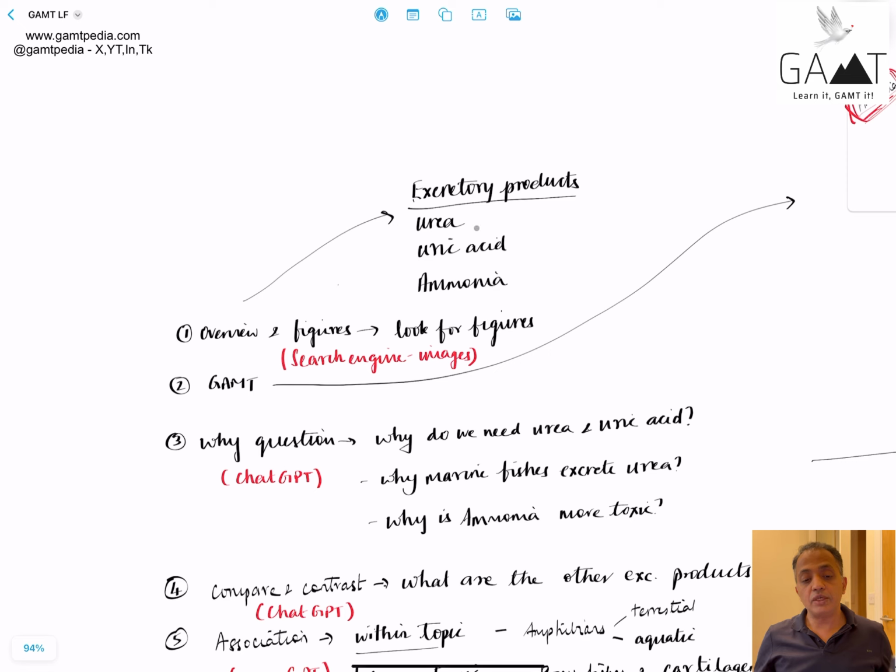So when you have these three products, the question that I had is, okay, ammonia is very toxic, it needs a lot of water to be excreted. But uric acid, on the other hand, is least toxic, right? And it needs very little amount of water to be excreted. So why can't all the animals excrete either uric acid or ammonia? Why do we have to have something called urea in the middle? So how are we going to answer the question?